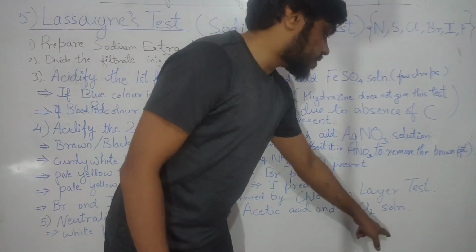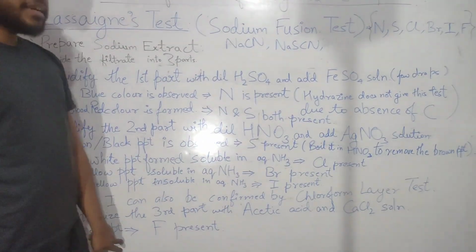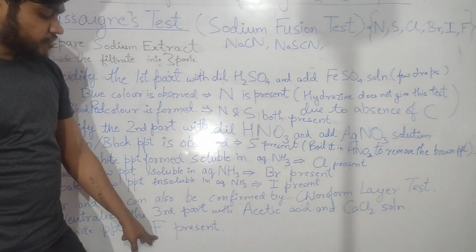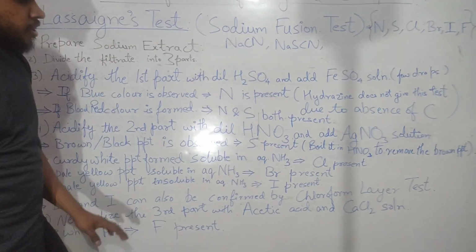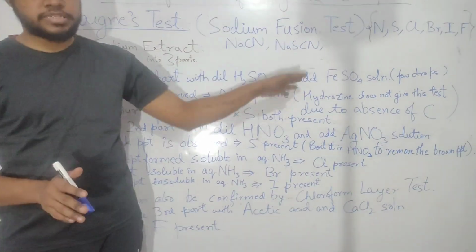Then we have to add calcium chloride solution. On adding calcium chloride solution, white PPT of calcium fluoride will be formed, which confirms the presence of fluoride ions. Okay, so this was Lassaigne's test or the sodium fusion test.